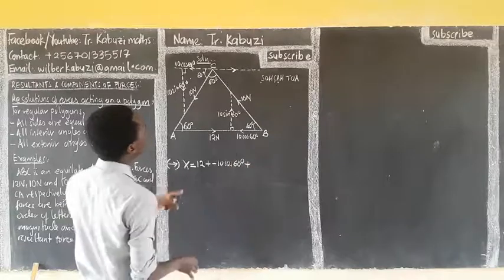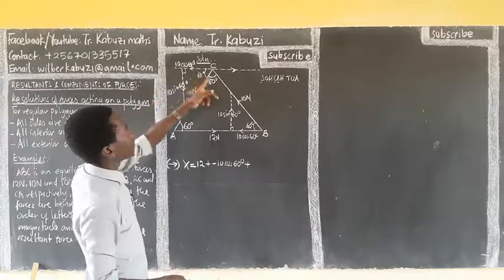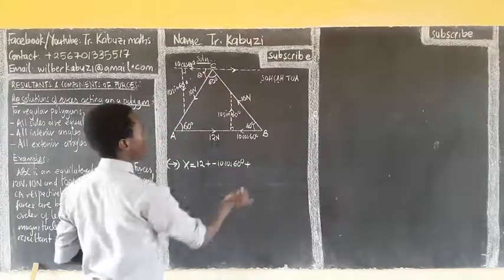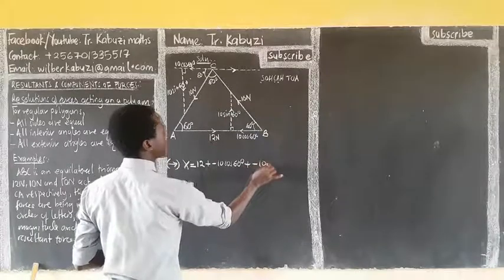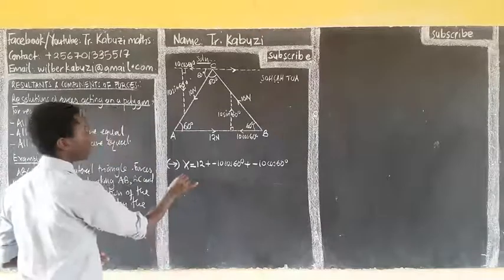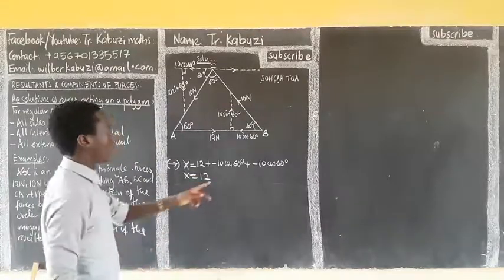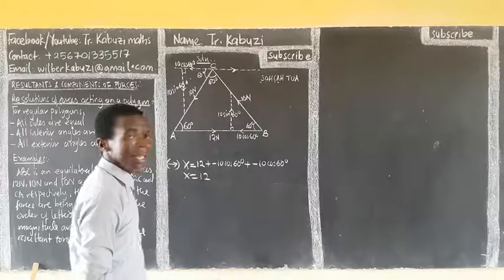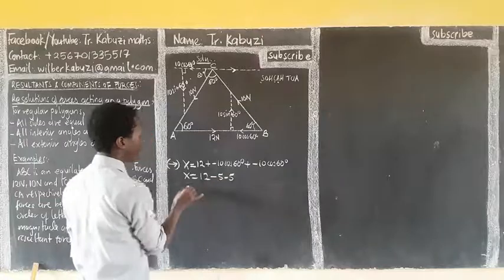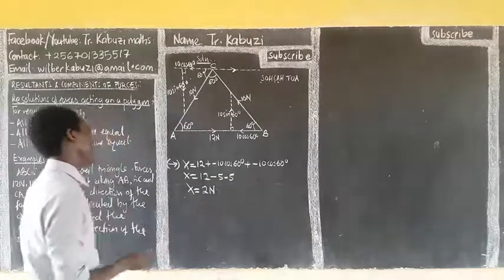Then plus, you see also this one is opposing it. I think you can see it's opposing it, as I'm going this side. So then plus negative 10 cos 60 degrees. And so this will be 12, and cos 60 is a half, times this, negative 5, and minus 5. And so our x is going to be 2 newtons.